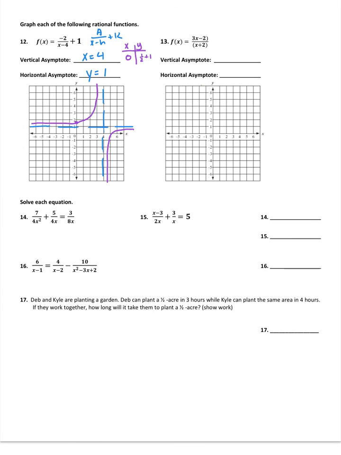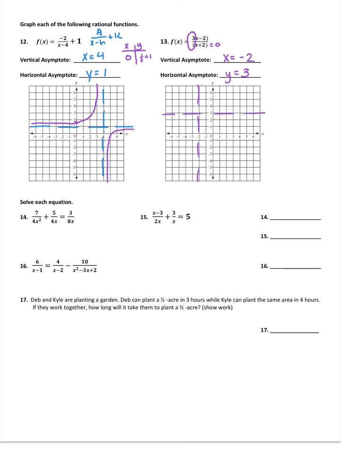Now over here we have a different ball game. For the vertical, it's still setting the denominator equal to 0, so x is negative 2. The horizontal now, though, comes from plugging in large values of x. This approaches y equals 3. It would reduce. So we have a horizontal at 3 and a vertical at negative 2.